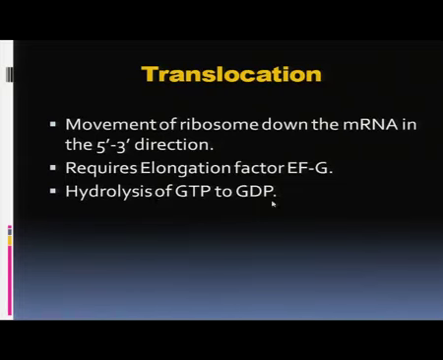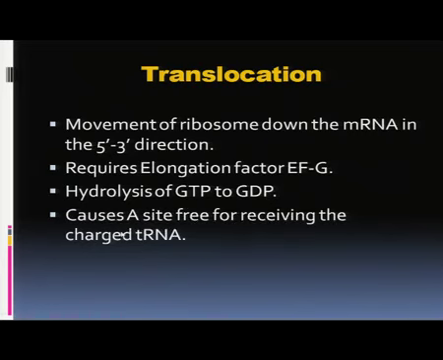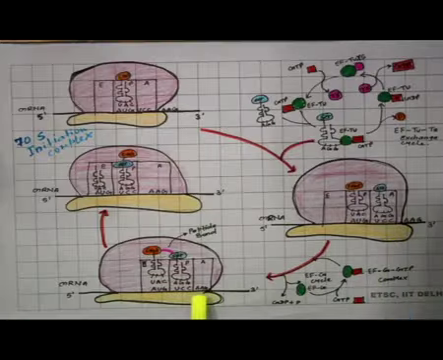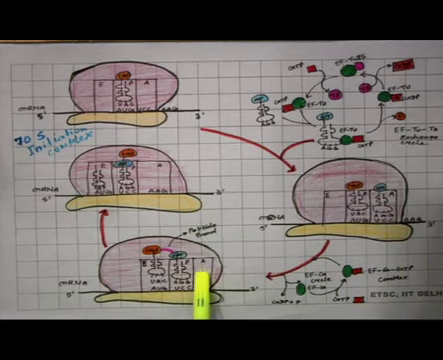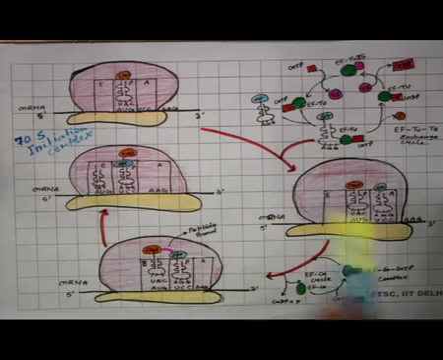Hydrolysis of GTP to GDP, this we learned in the slide. This leaves the A site free for receiving the charged transfer RNA. You can see that due to translocation, the ribosome gives a free A site, so that the incoming charged transfer RNA will combine over here to elongate the protein chain.